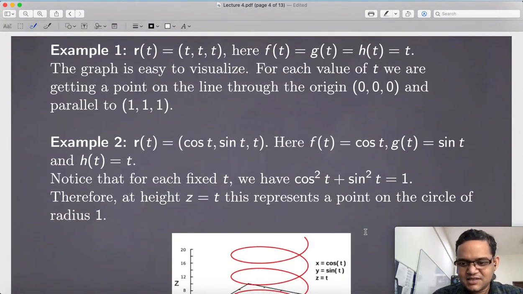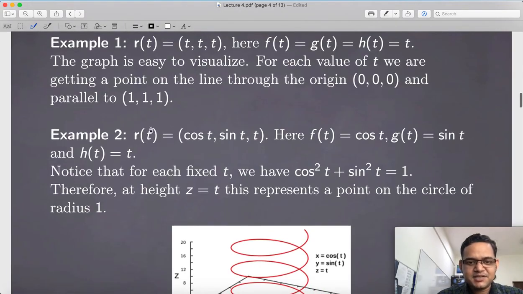The first example is the one which we started with. I have given some particular values. Here r(t), I am taking (t, t, t). So this is a line passing through the origin and having the direction given by the vector (1, 1, 1), isn't it? Here f, g and h are all the same, and this gives you a vector valued function. So you can try to plot the graph. You can find all the terminal points.